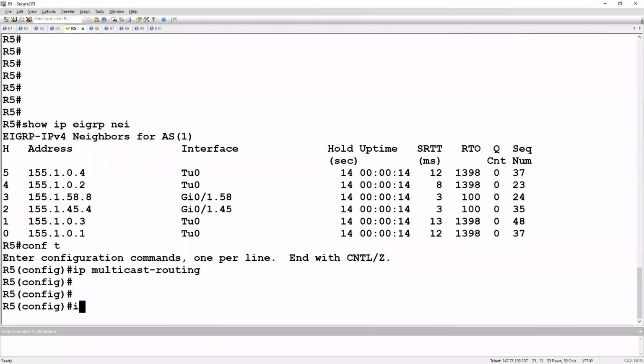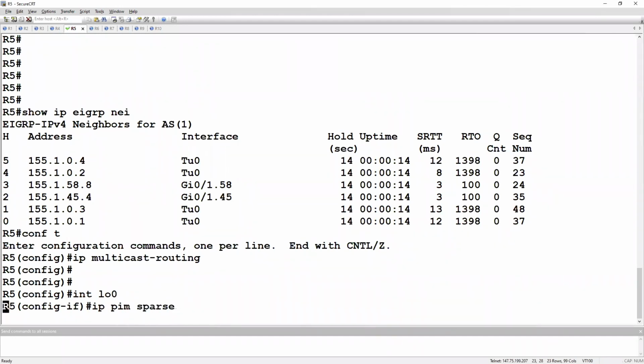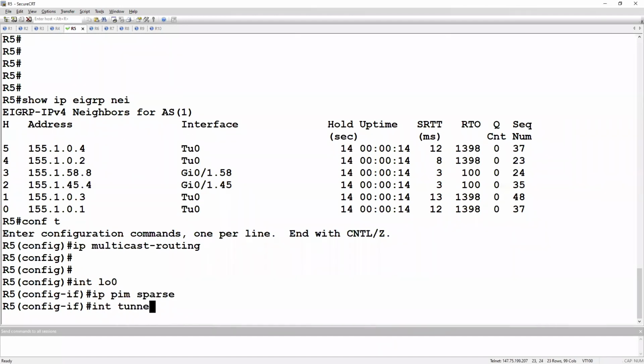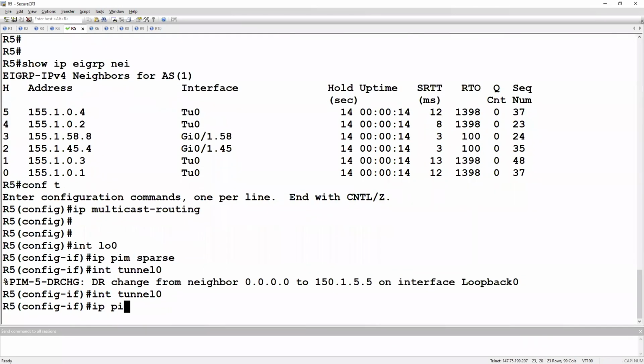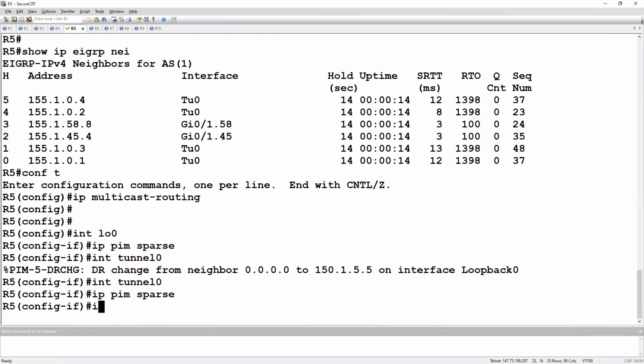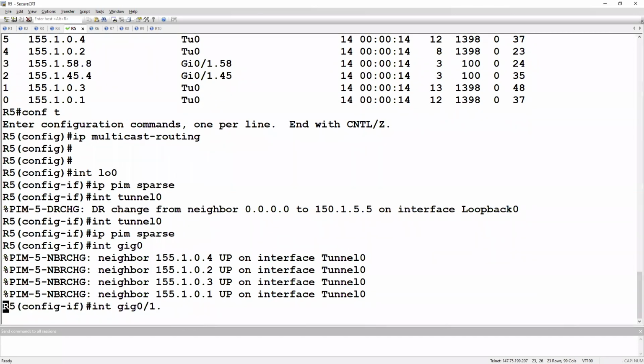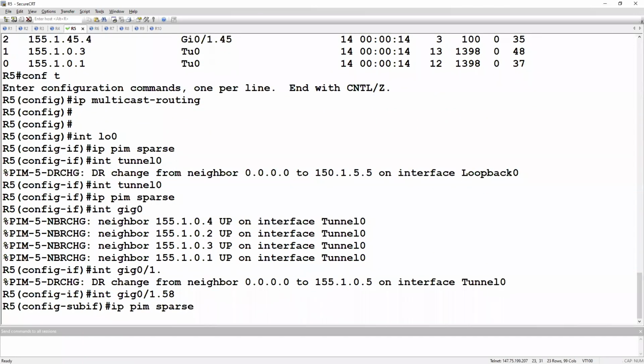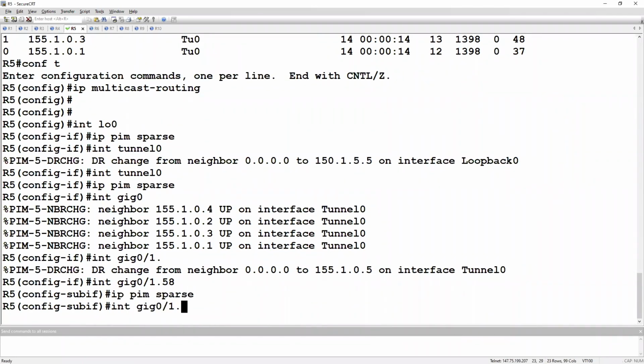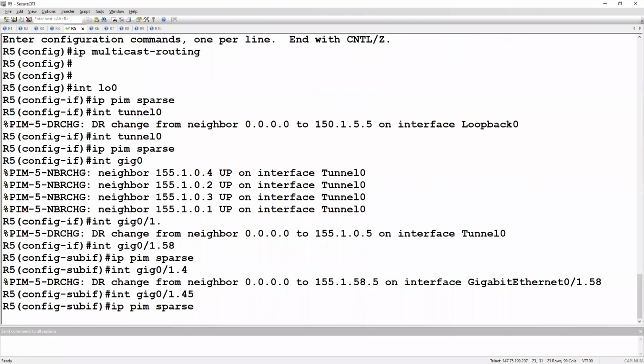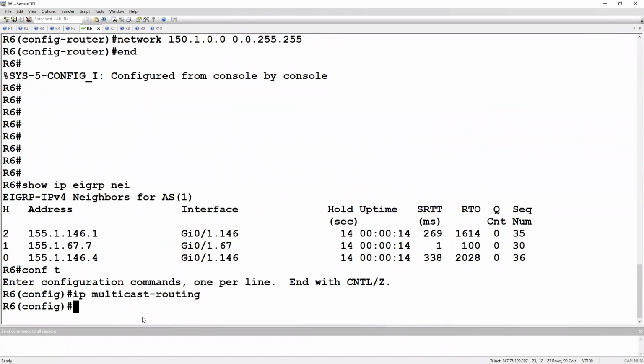On router 5, on our loopback 0, ip pim sparse-mode. On interface tunnel 0, ip pim sparse-mode. On gig 0/1.58 and gig 0/1.45. So these are all the same interfaces that are running the EIGRP process that we're just enabling the PIM process on.